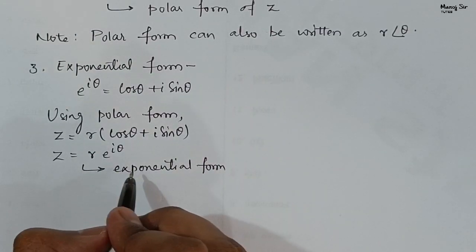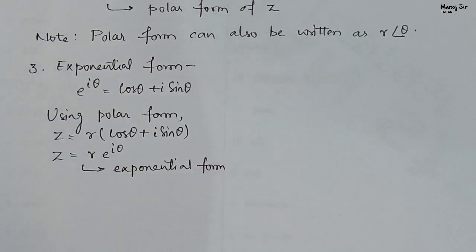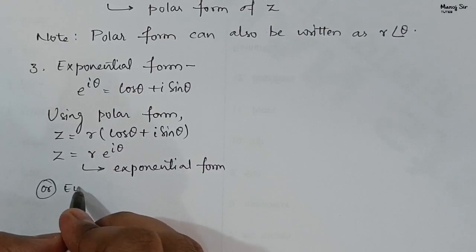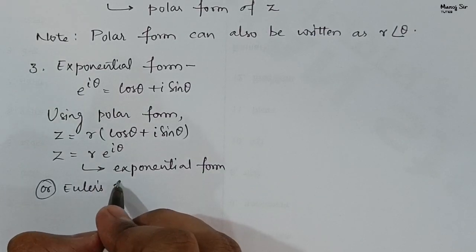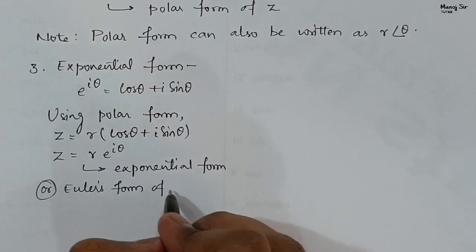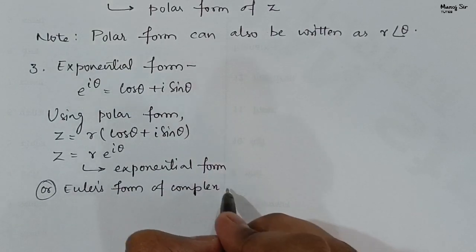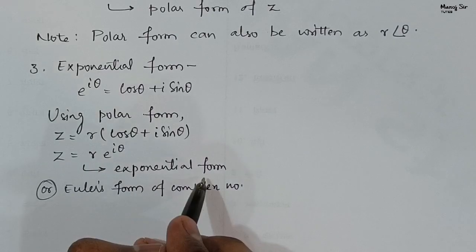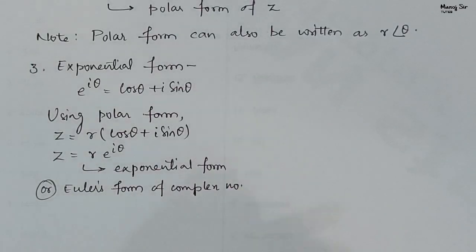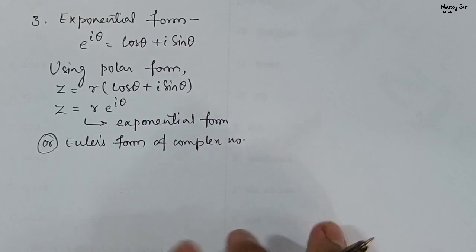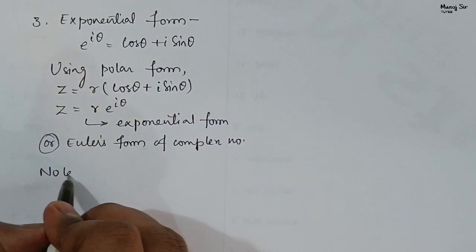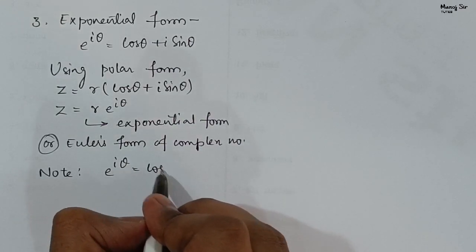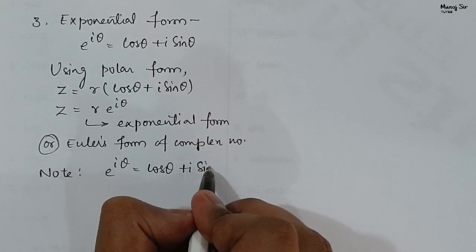We can also say this is Euler's form of a complex number. So this form is known as the exponential form, or Euler's form of a complex number. Now we'll come to a very important note point. Here we have e to the power I theta equals cos theta plus I sine theta.